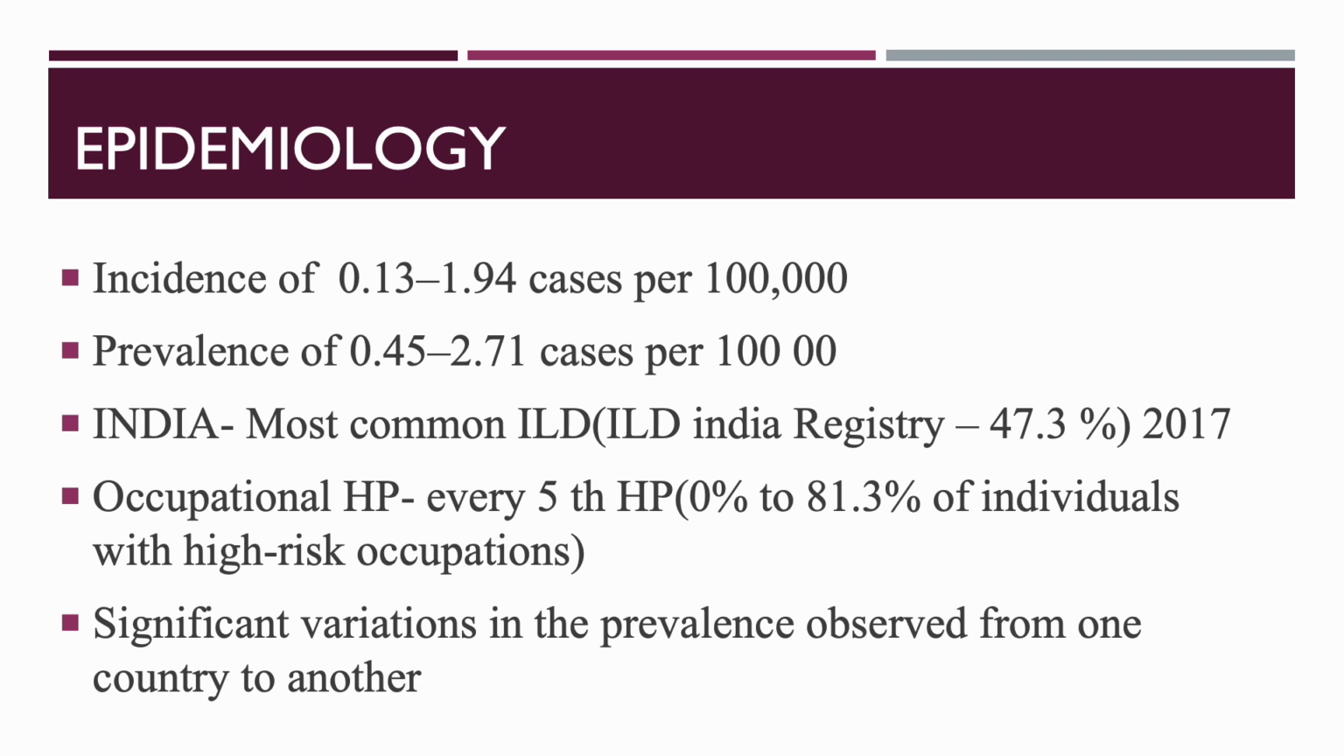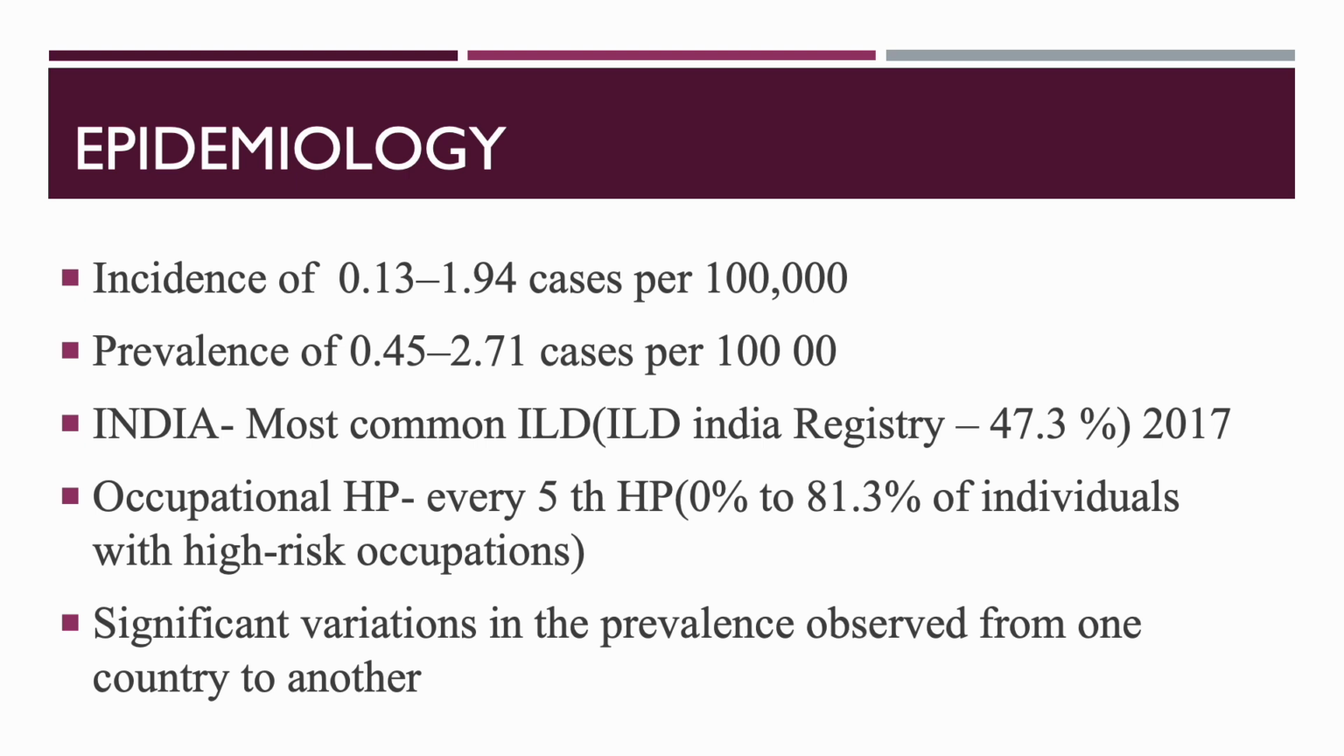What is the epidemiology of this disease? This is really important because, again, there's a lot of ambiguity in this. The incidence reported worldwide, according to this review paper, is 0.13 to 1.94 cases per lakh population, with the prevalence of 0.4 to 2.7 cases per lakh.